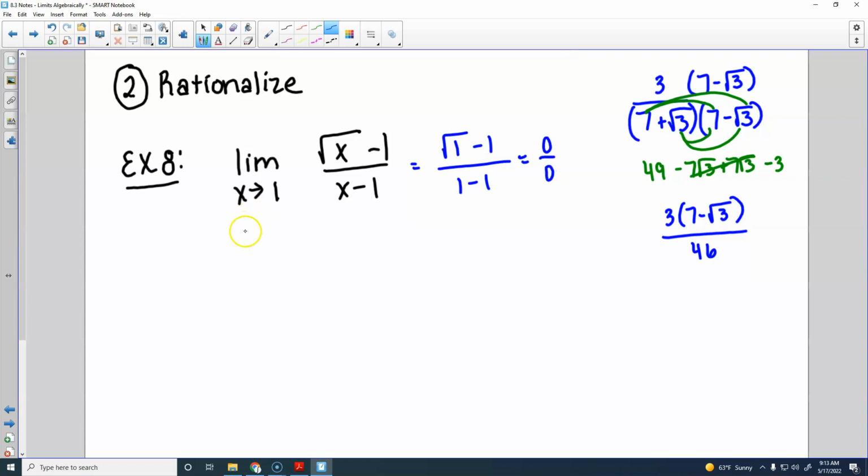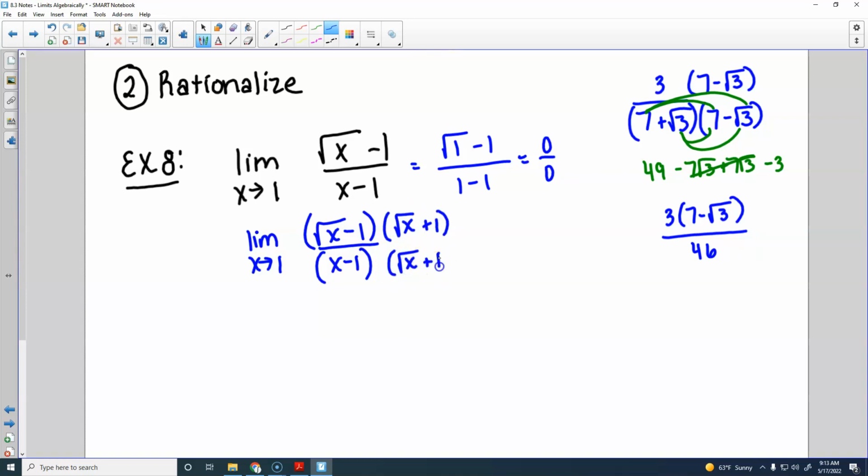So what we want to do here, we're going to take that square root of x minus 1 and our x minus 1. We're going to start off by putting both of those in parentheses because we're going to have to multiply them by some stuff. And so we are going to multiply by the square root of x plus 1. In this case, you're actually rationalizing that numerator. You want to get the square root out of the numerator. And here is why this is good.